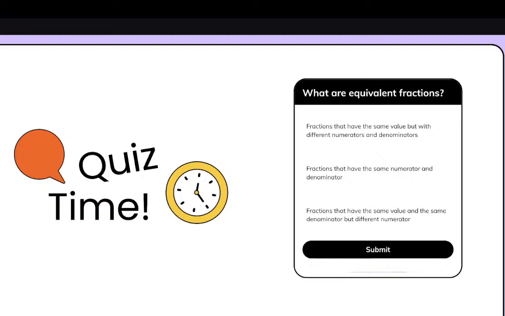What are equivalent fractions? The answer choices are fractions that have the same value but with different numerators and denominators, fractions that have the same numerator and denominator, or fractions that have the same value and the same denominator but different numerator. I'll give you guys 1 minute to think about it.